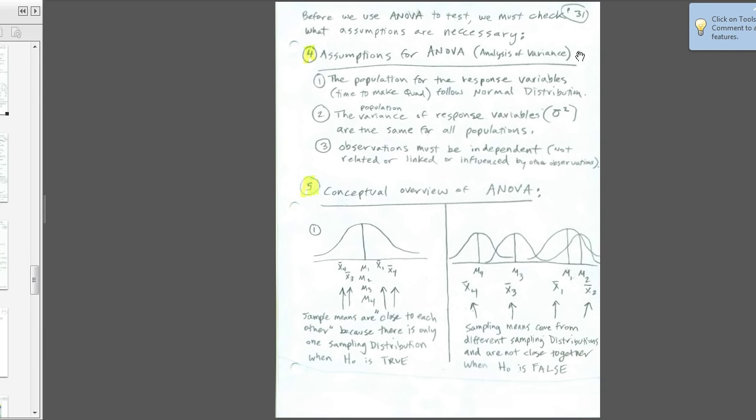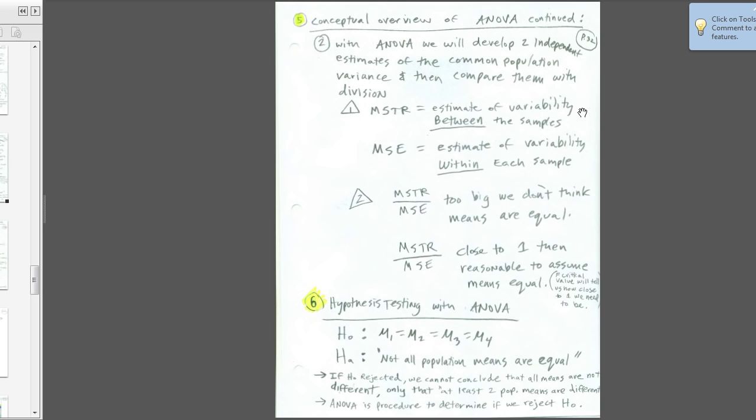Now, this is page 31. We were just on page 33. I want to go back to page 32. We're actually going to have MSTR, which is the mean square of treatments. That's going to be our one estimate of the variability between the samples. Then we're going to have mean square error. That's the estimate of variability within each sample. We'll do our division. Too big, and we won't think that the means are all equal. Close to 1, it'll be reasonable to assume that the means are equal.